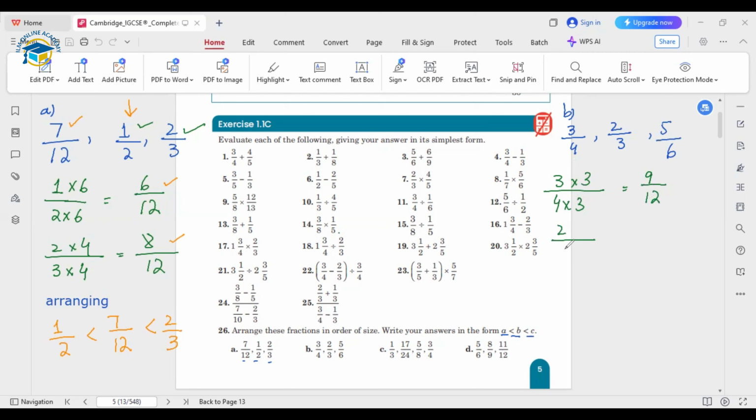The next number is 2 by 3. So here as well, we are going to multiply. Again, we need to make 12. So with the 4, I need to multiply it. 4 times 2 is 8 and 3 times 4 would be 12. The next number is 5 by 6. So I need to multiply over here by 2. So 5 times 2 would be 10 and 6 times 2 would be 12.